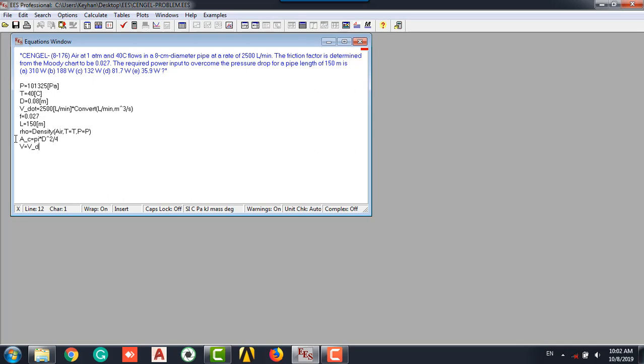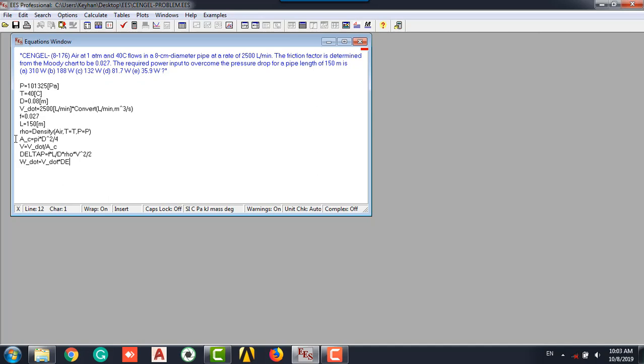dot divided by the area, and delta P is actually friction factor multiplied by length divided by diameter, and rho, and V to the power of 2 divided by 2. W dot is equal to V dot multiplied by delta P.